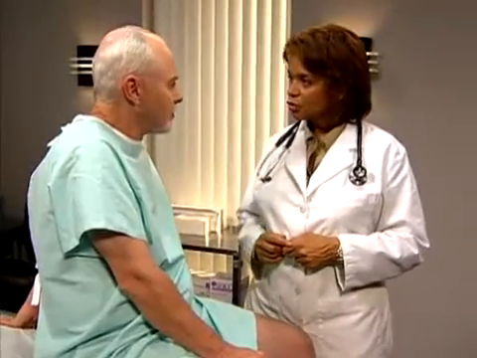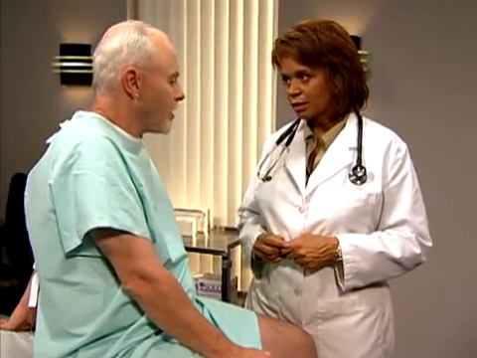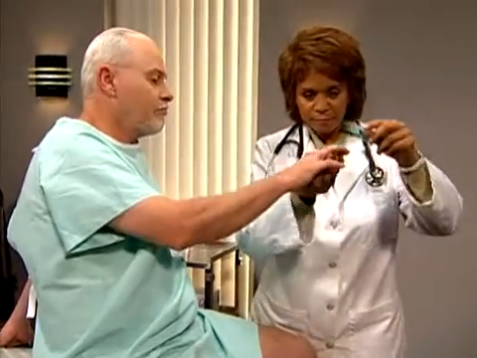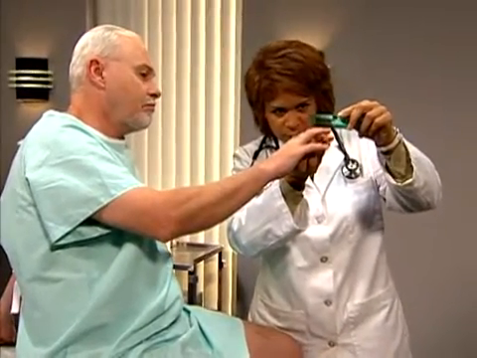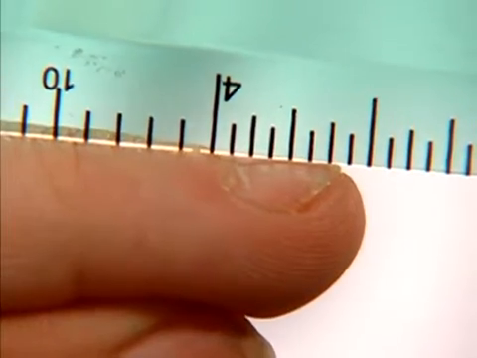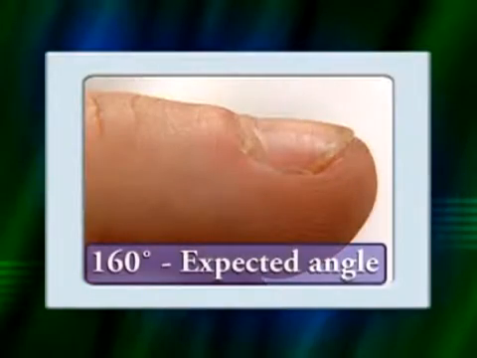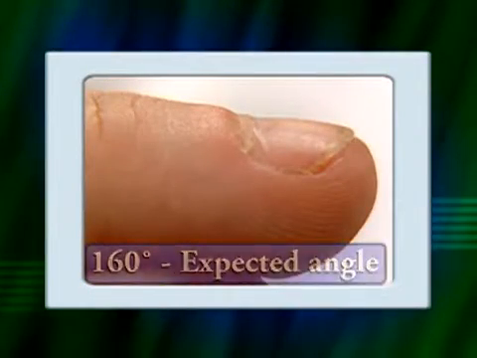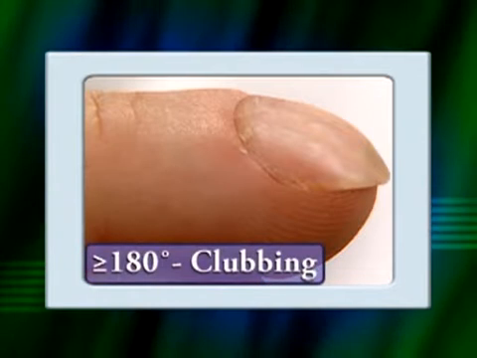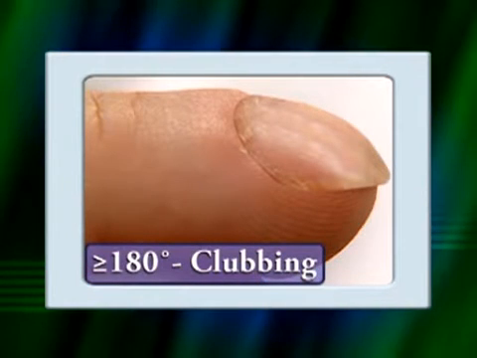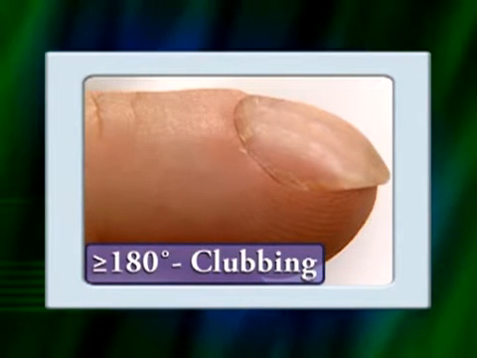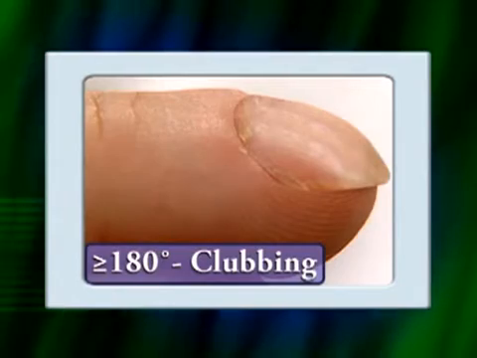Now measure the angle of the nail base by placing a ruler across the nail and finger, and checking the angle formed by the proximal nail fold and nail plate. The angle should be 160 degrees. If the angle is 180 degrees or more, the patient has clubbing, which may signal a cardiopulmonary or other disorder.